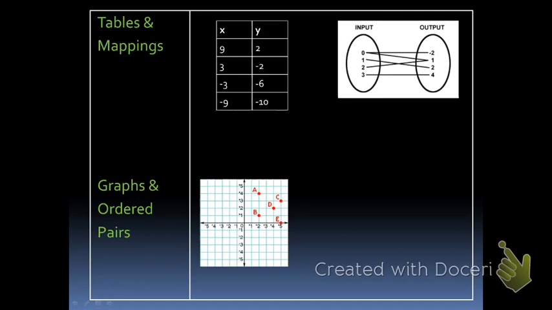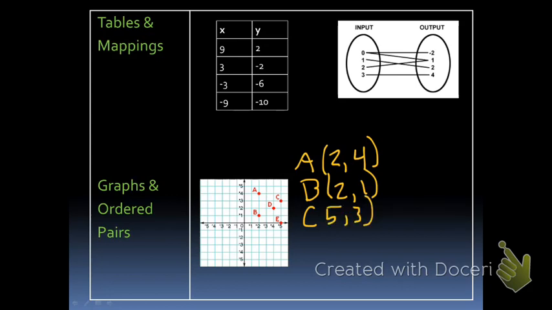First, on this graph with all of these ordered pairs, I am going to list the coordinates, because it's going to make my life easier. A is (2, 4). B is (2, 1). C is (5, 3). D is (4, 2). And E is (5, 0).